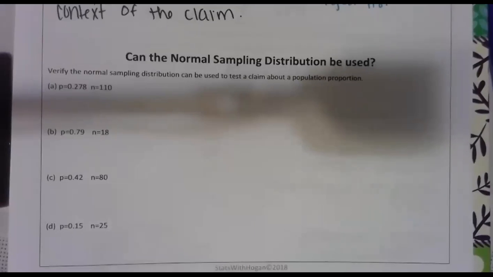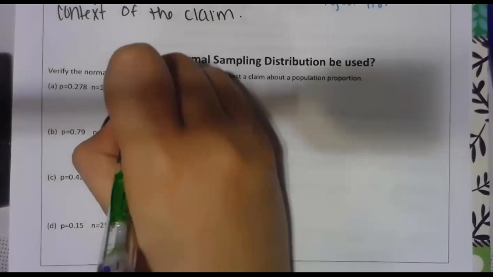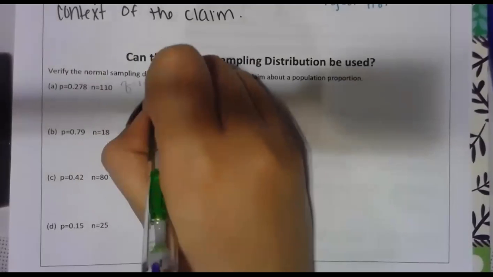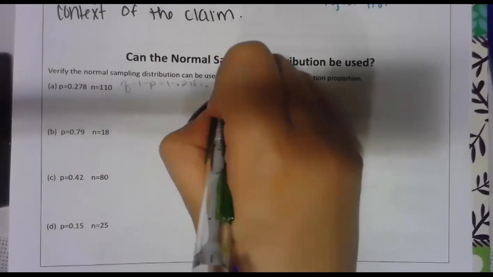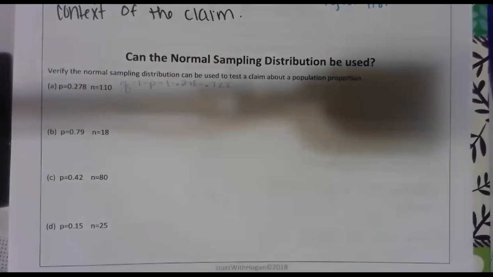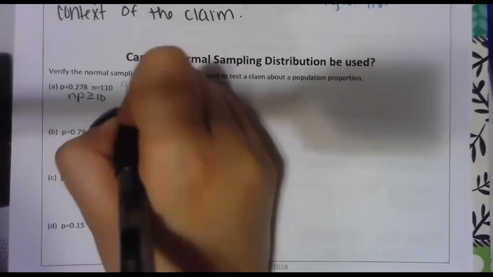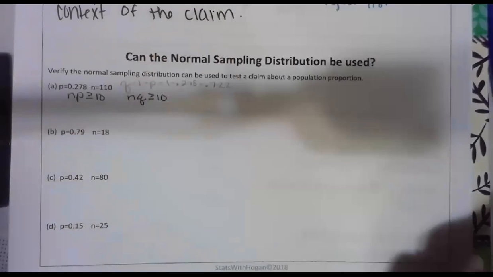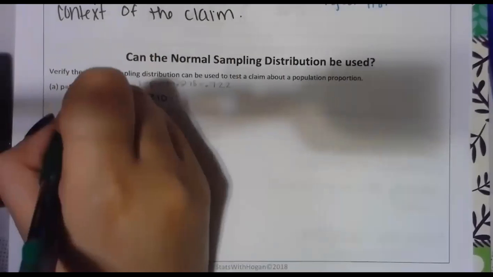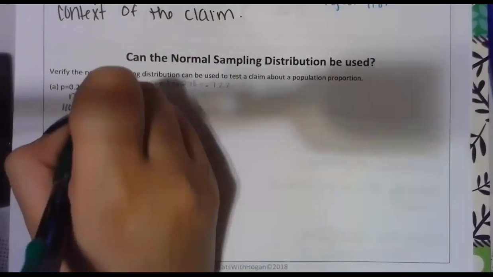All right, so on number A, we have p is equal to 0.278, n is equal to 110. So you need q too, and q is 1 minus p. So that would just be 1 minus 0.278, which would give you 0.722. So then you need to double check, is np greater than or equal to 10? And is nq greater than or equal to 10? So np, n is 110, times p, which would be 0.278.